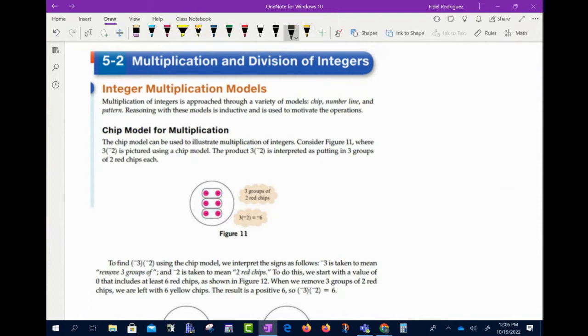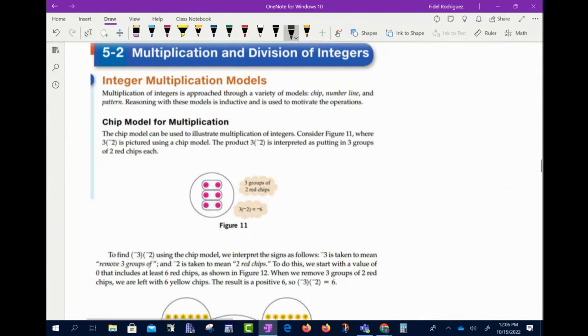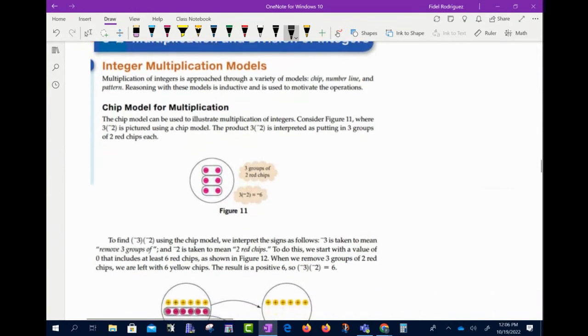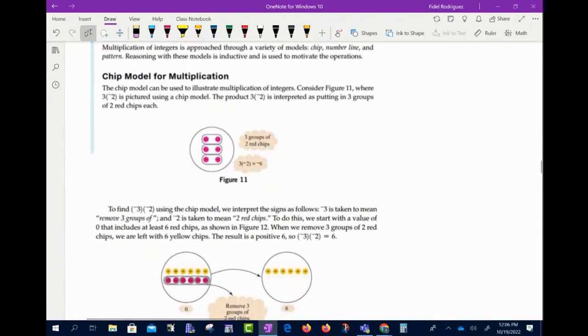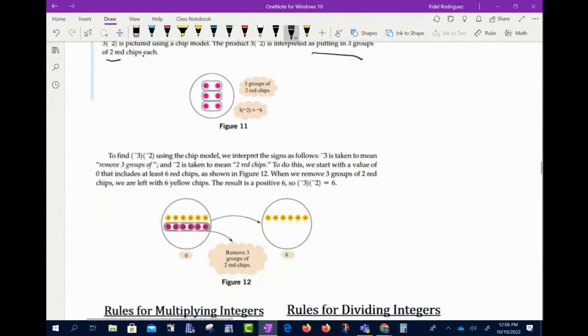It says, the chip model can be used to illustrate multiplication of integers. Look at the first picture where 3 times negative 2 is using the chip model. So the product 3 times negative 2 is interpreted as putting 3 groups of 2 red chips in each, okay? So when we have 3 times negative 2, we're taking 3 groups of 2 red chips, because remember the red chips were supposed to be the negative ones.